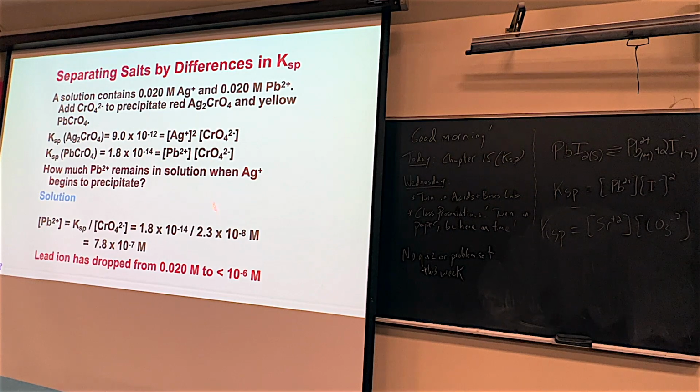We solved for chromate to get this number. And this number we put back into the less soluble one, which was lead-2 chromate. We solved for the new lead. The new lead should be a number less than what you started with. Sure enough, quite a few orders of magnitude smaller. And chemists are happy with these kinds of numbers because it shows them that the ions have been separated. Any questions?